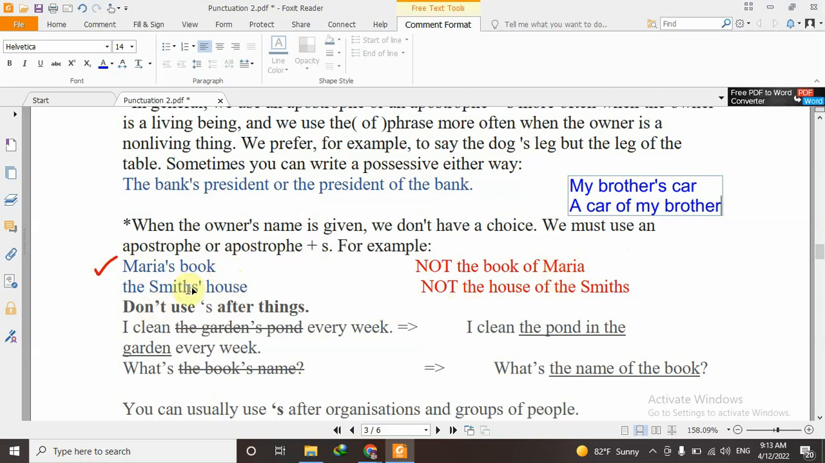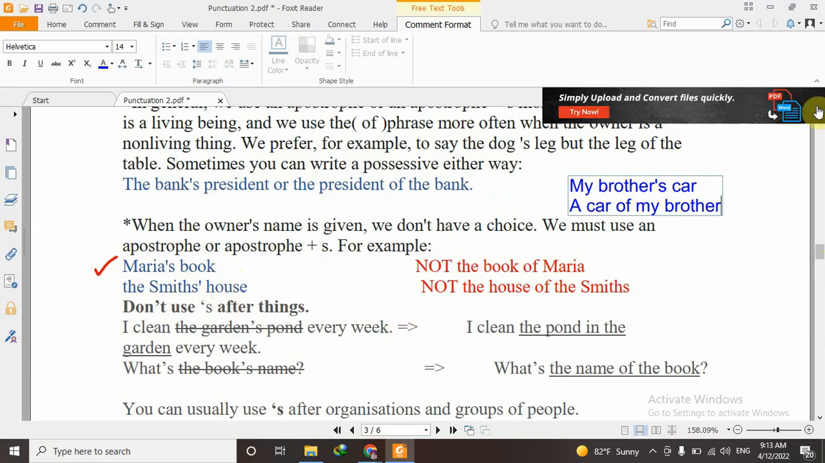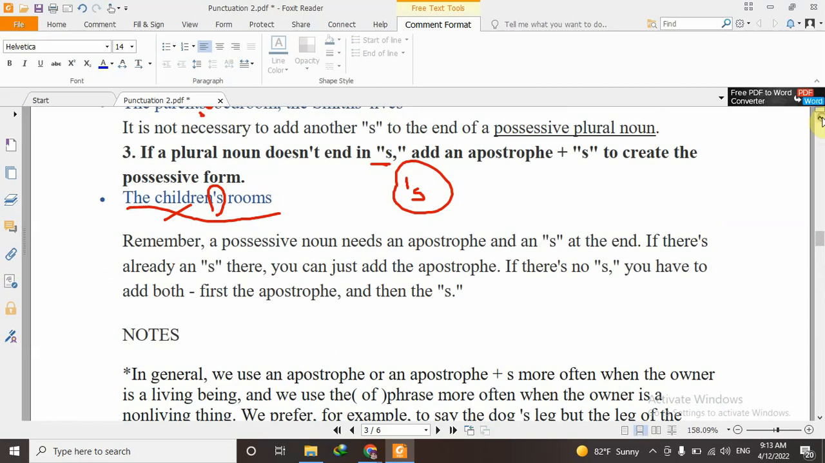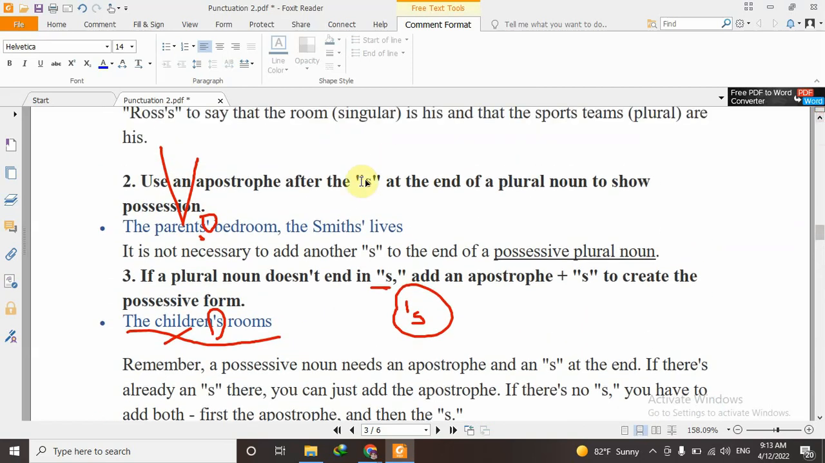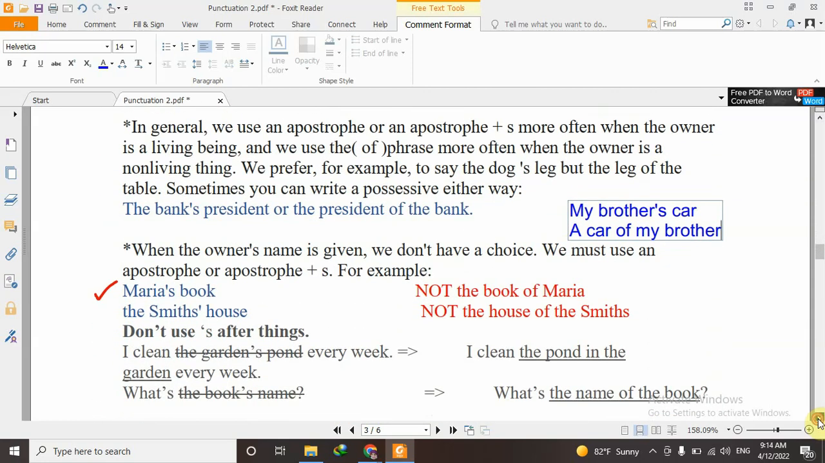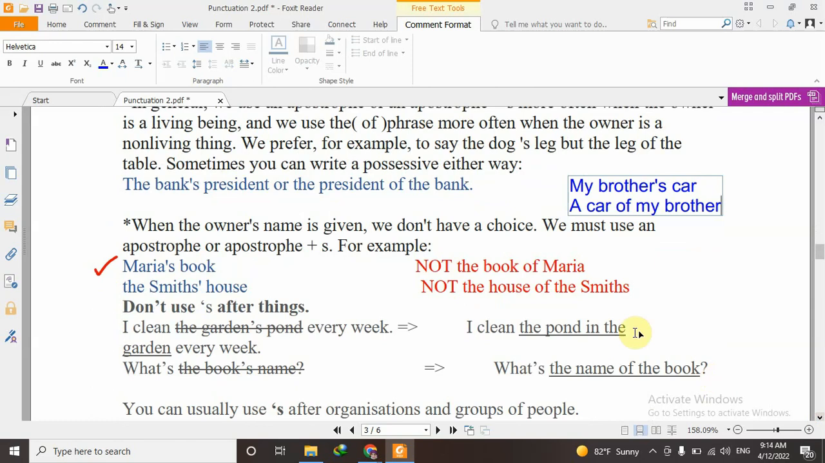And I can say the Smiths' house. As I said, Smith here refers to the people who are related to the great grandfather Smith. So the Smiths' house and not the house of Smiths. Why? Because I am given the name of those people.